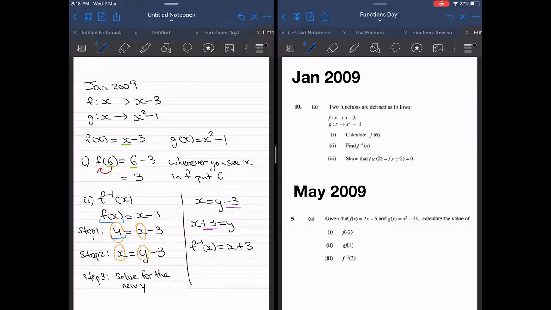So again, step 1, replace f of x with y. Step 2, interchange your x's and your y's. Step 3, solve for the new y. If you get to step 3 and you have a problem, what you have is a transposition problem, an algebra problem, solving linear equations. So identify the right problem, so that when you message me for more assistance, you're able to direct me as to what was given in the problem.